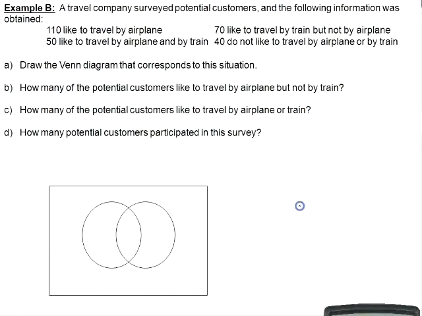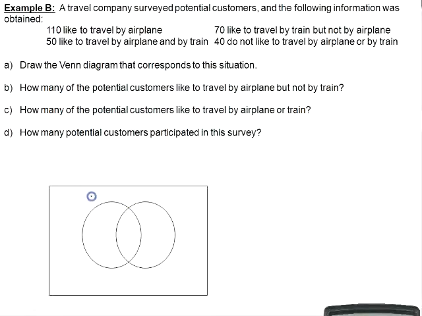Let's look at another example. A travel company surveyed potential customers and the following information was obtained. 110 like to travel by airplane, 70 like to travel by train but not by airplane, 50 like to travel by airplane and by train, 40 do not like to travel by airplane or by train. And we're going to draw the Venn diagram and use it to answer questions.